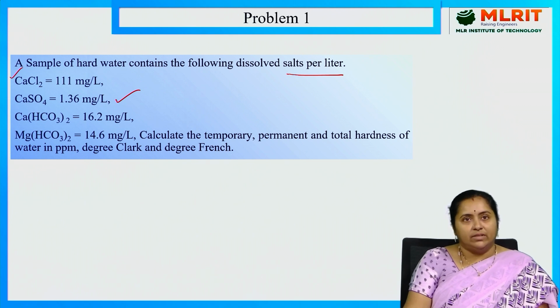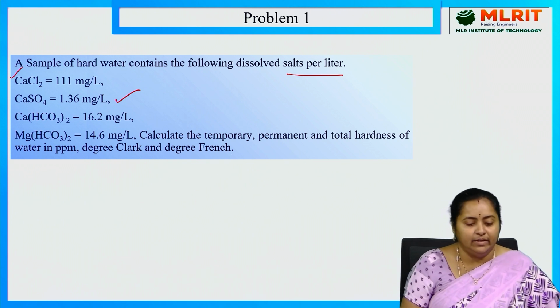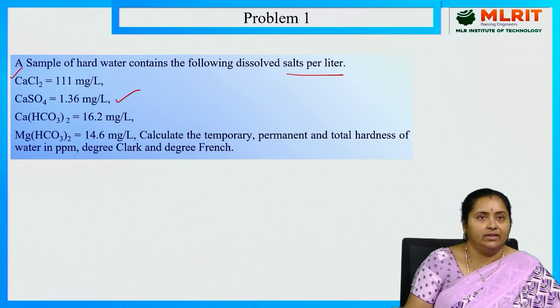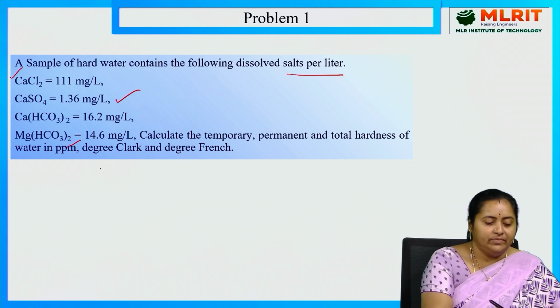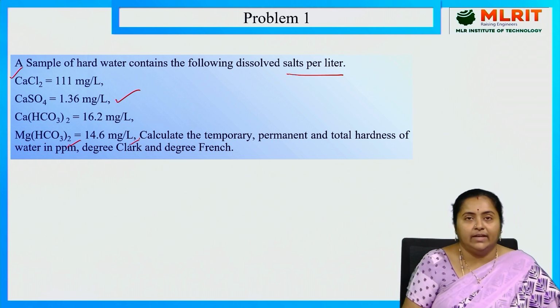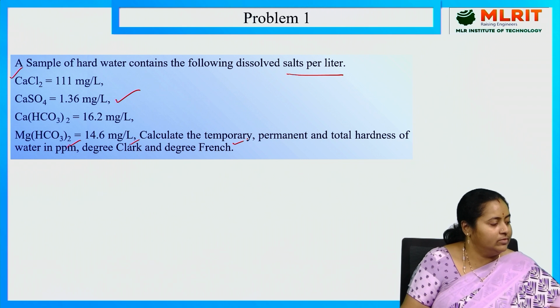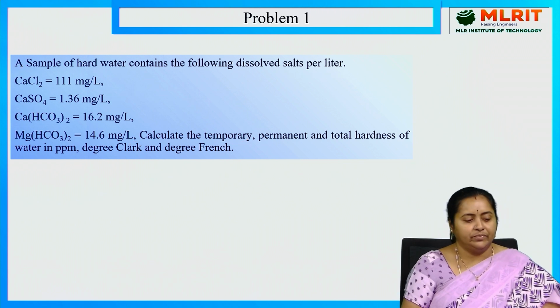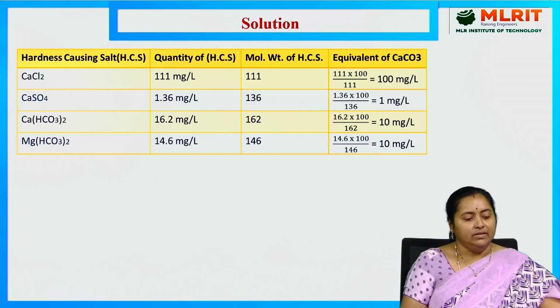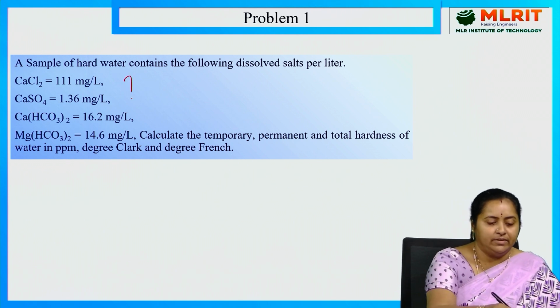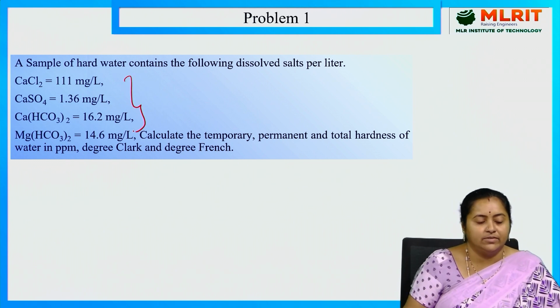So, using this data, we are going to calculate temporary, permanent and total hardness of the given water sample in ppm, and then in degree Clark and degree French. So, let us go for solving the problem. Here, if you notice, 4 different salts were given.